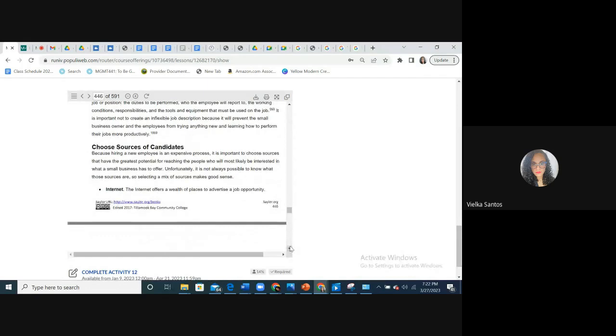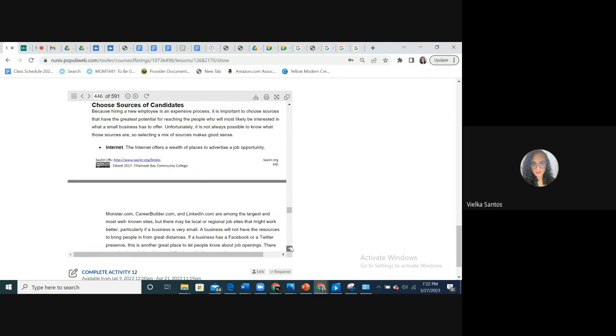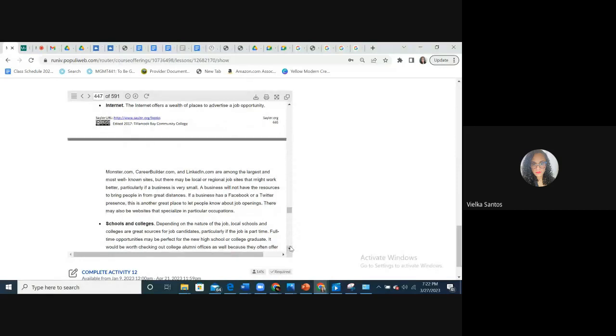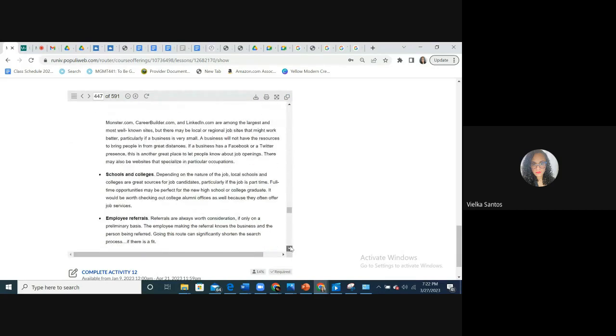Choose the source of candidates. Where you can find candidates. Right now, one of the most popular that I find in real life in business is, of course, LinkedIn, and also Indeed. Indeed.com is a great tool that you can use. Before, Monster was so popular, but right now Indeed is more popular. So you can use it as a job seeker and also as managers, directors, or business owners looking for employees.